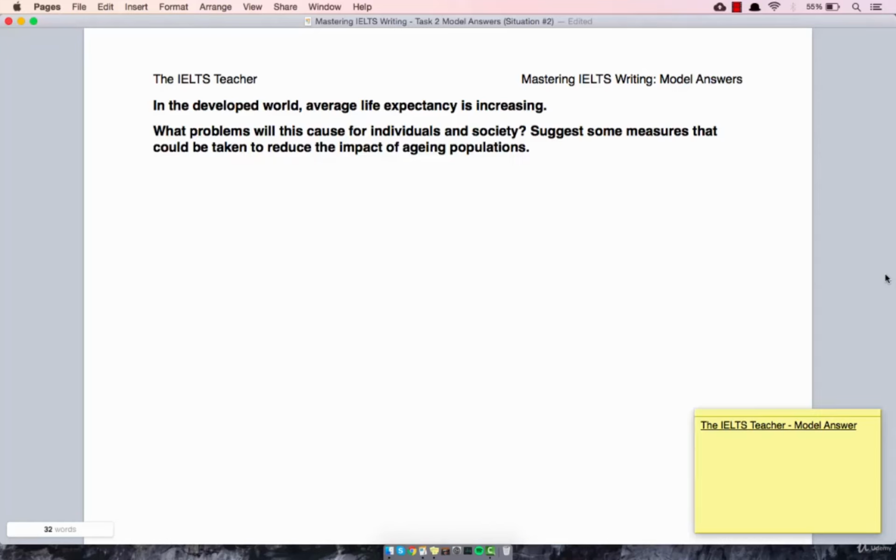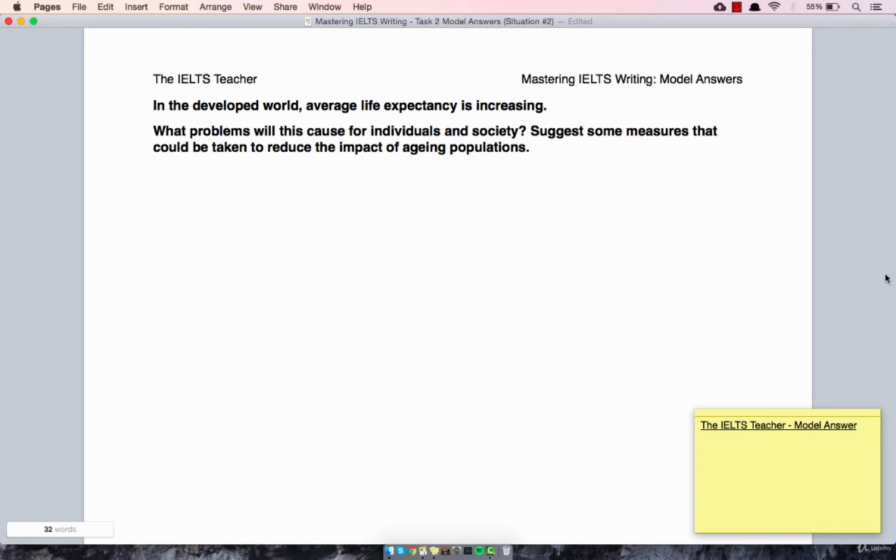So let's take a look at this question, a new question for today. In the developed world, average life expectancy is increasing. What problems will this cause for individuals and society? Suggest some measures that could be taken to reduce the impact of aging populations.